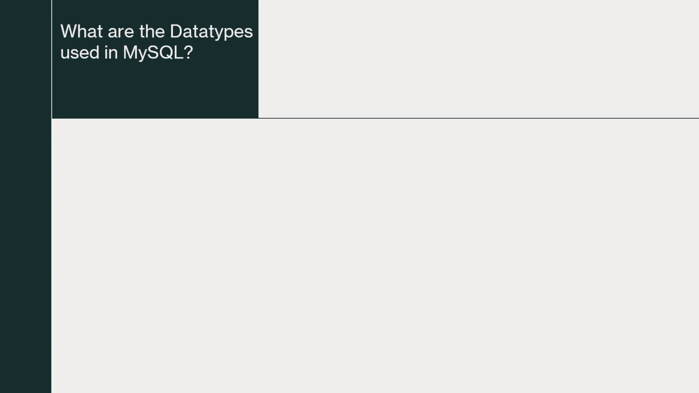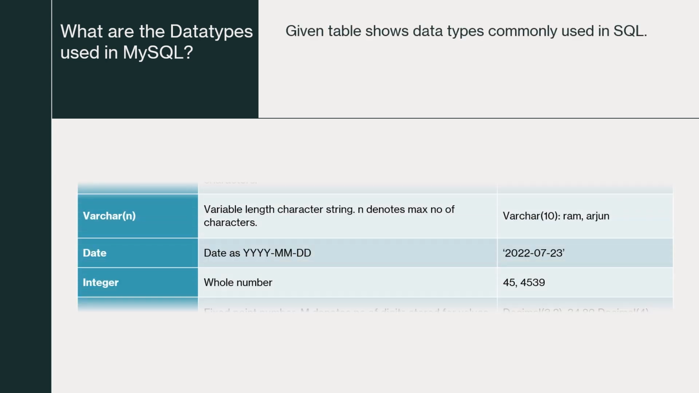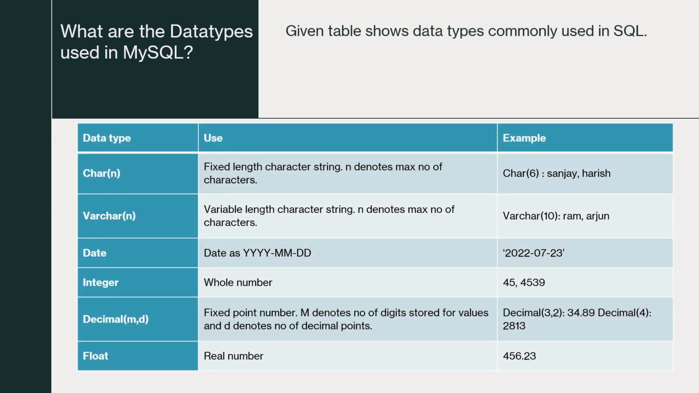What are the data types used in MySQL? Data types: char, varchar, date, integer, decimal, float.